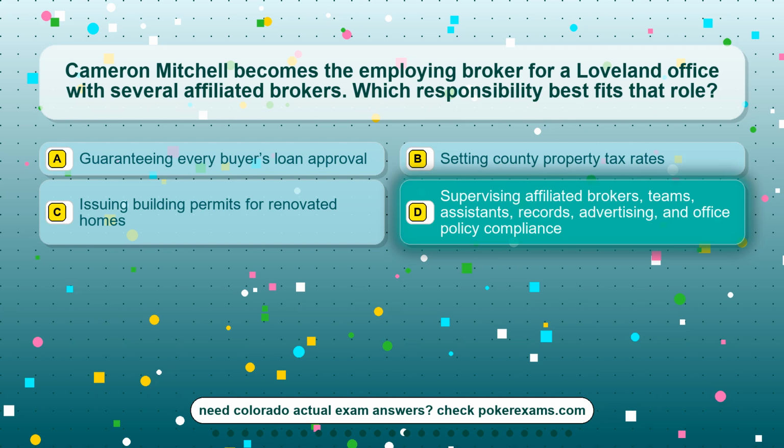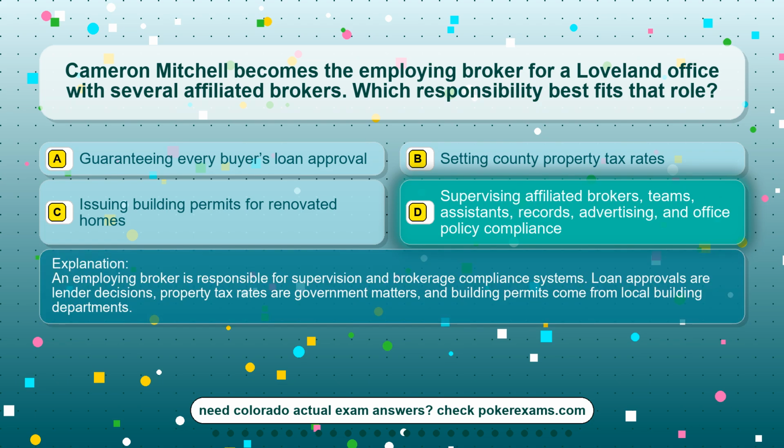The correct answer is option D, supervising affiliated brokers, teams, assistants, records, advertising, and office policy compliance. An employing broker is responsible for supervision and brokerage compliance systems. Loan approvals are lender decisions, property tax rates are government matters, and building permits come from local building departments.